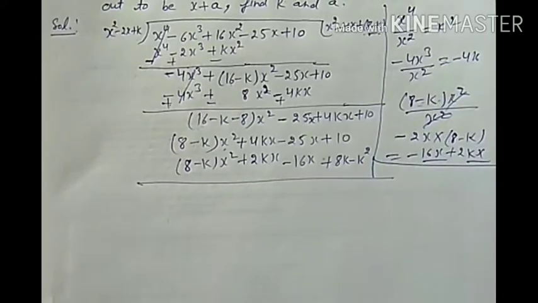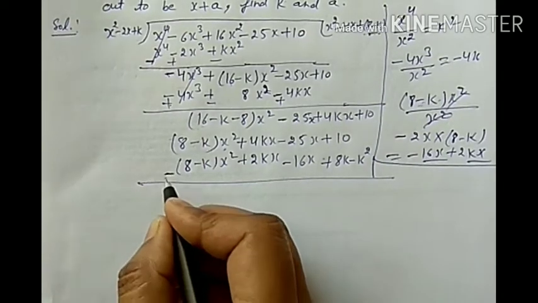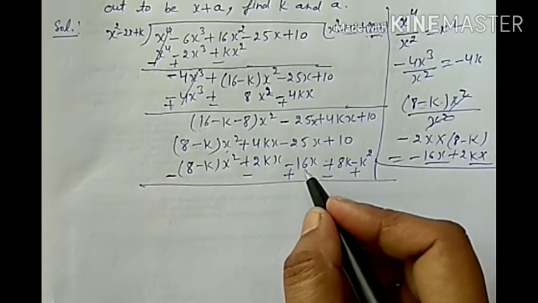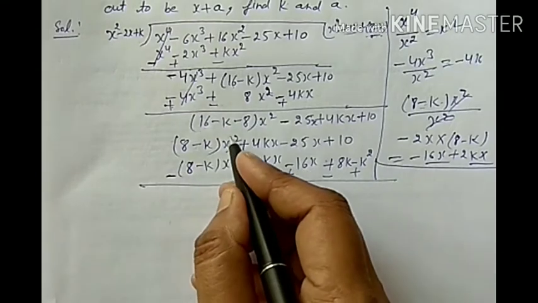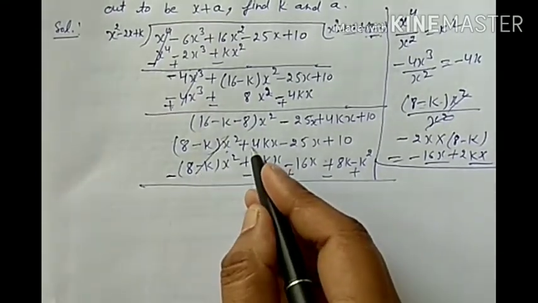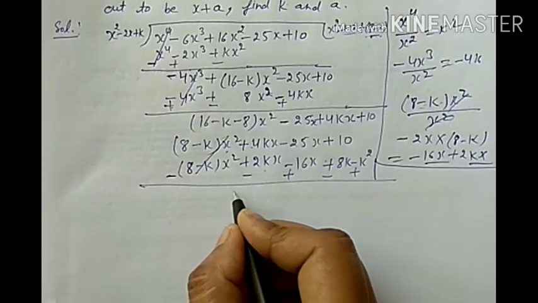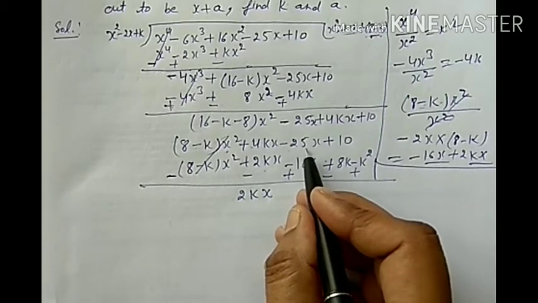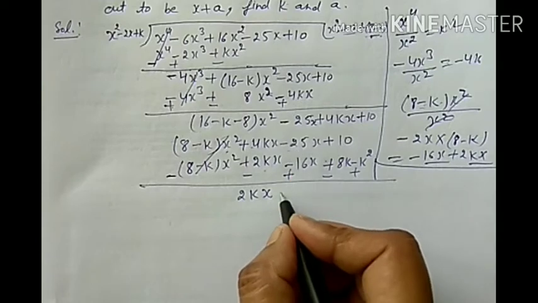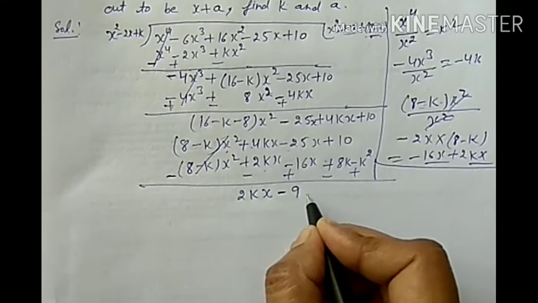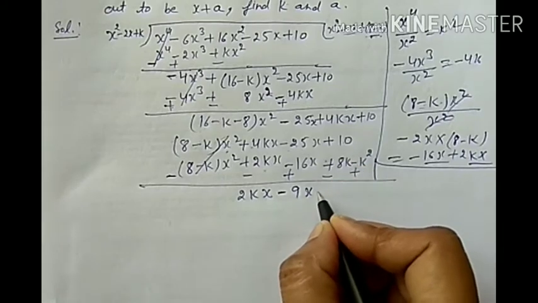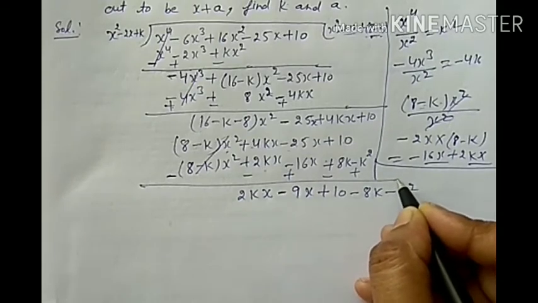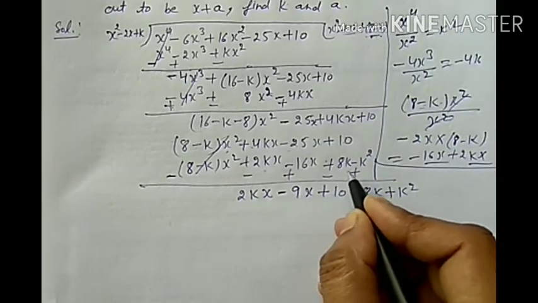Again subtraction, sign changes. It becomes negative, negative, positive, negative, positive. Means plus becomes minus and minus becomes plus. Again same values, so cancel out. plus 4k minus 2k. It will be plus 2kx minus 25x plus 16x. So sign of bigger number and their difference. So 9x plus 10 minus 8k minus k square plus k square minus 8k plus k square.